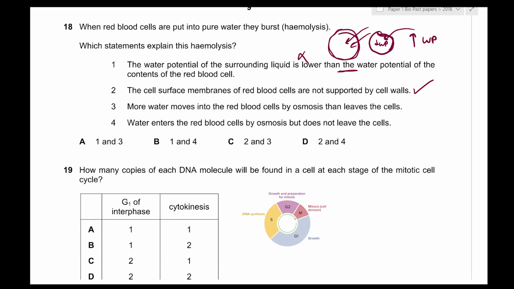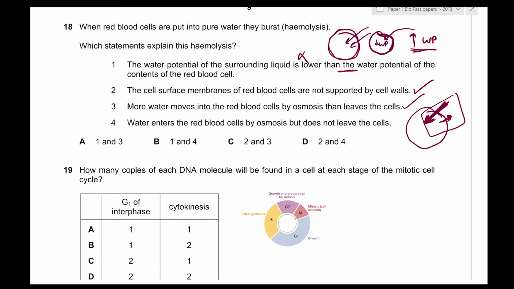3, more water moves into the red blood cells by osmosis than leaves these cells. Yes, by osmosis, water moves by net movement. Net movement means that yes, water is moving from a higher water potential to a lower water potential, but in a greater quantity to what's leaving. Okay, so a greater quantity, but there is still a net movement. So water is entering at a larger rate, and there's also a little bit of water leaving. Therefore, this is correct.